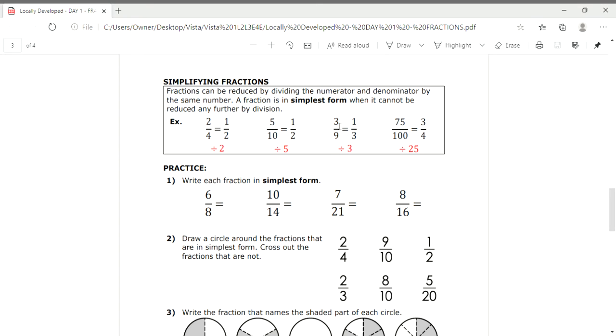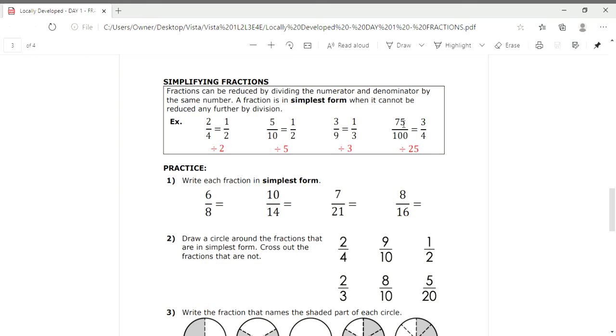Same thing for 3/9. We can divide both 3 and 9 by the number 3. 3 divided by 3 is 1. 9 divided by 3 is 3. So 3 over 9 is equal to 1 over 3.